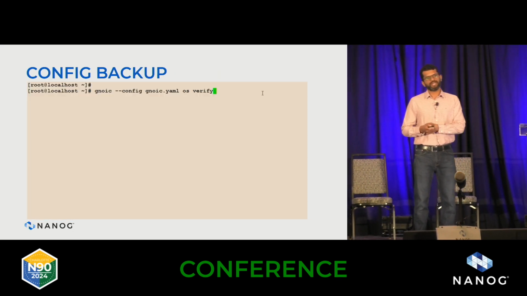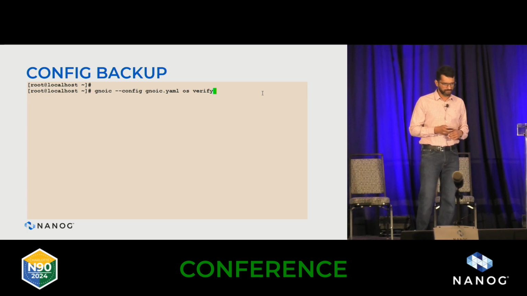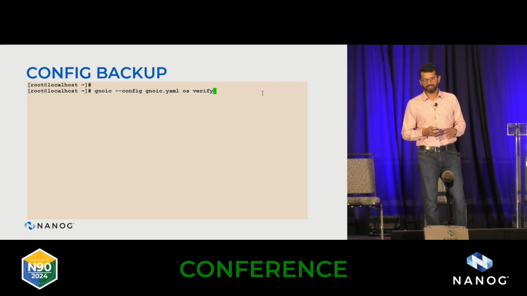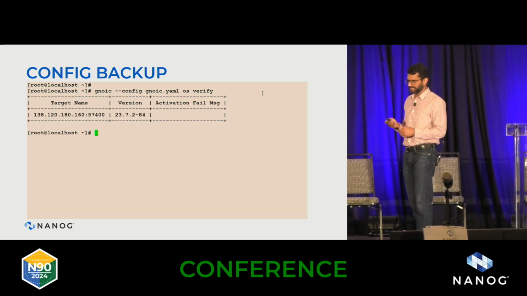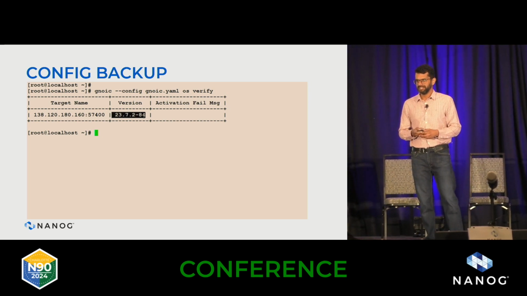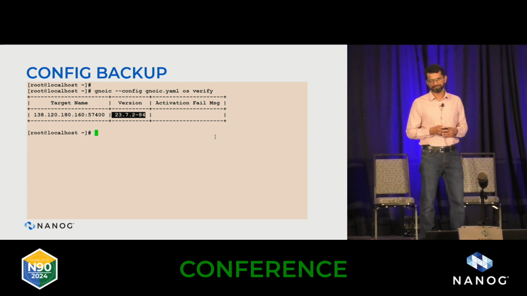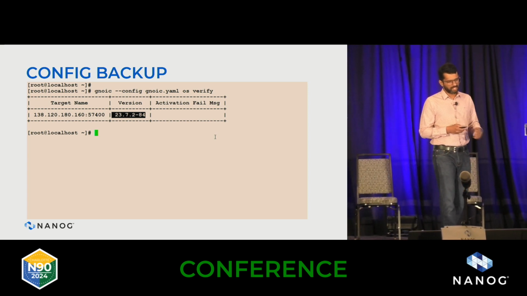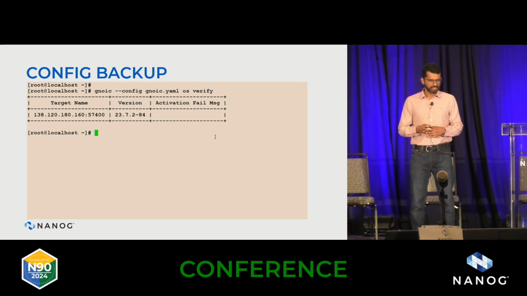Before we take the configuration backup, let's verify the current software version running on the router. So we will use the verify RPC, part of the OS service. And in this example, you can see the output is in human readable format, not JSON. So we can see the current version running on the router is 23.7.2.